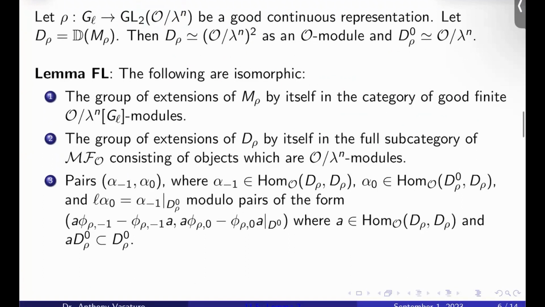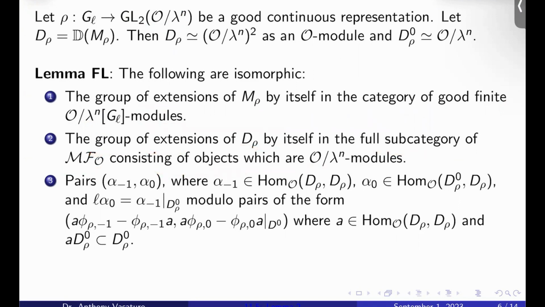So lemma, the following are isomorphic. One, the group of extensions of M rho by itself in the category of good finite O mod lambda to the n [G_L] modules. Two, the group of extensions of D rho by itself in the full subcategory of MF_O consisting of objects which are O mod lambda to the n modules.